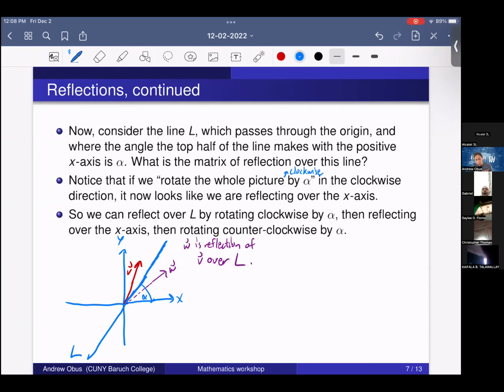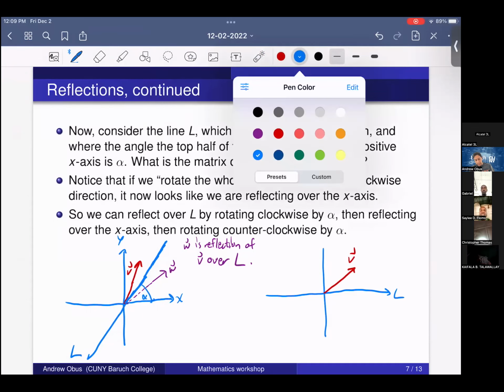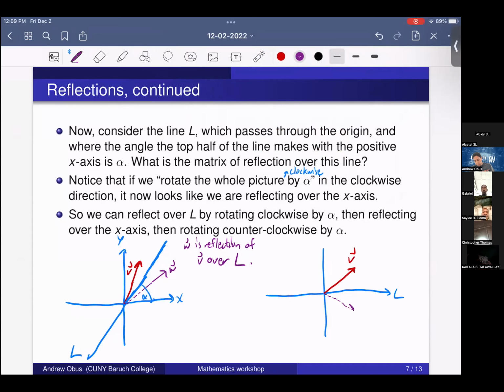If I rotate everything clockwise by alpha, my line L becomes horizontal. So in this case, my line L is just the x-axis. And then my vector v gets rotated clockwise by alpha, and the vector w also gets rotated clockwise by alpha. So in this case, the vector v will maybe look something like this, and then the vector w just becomes its reflection over the x-axis. So this becomes my w.